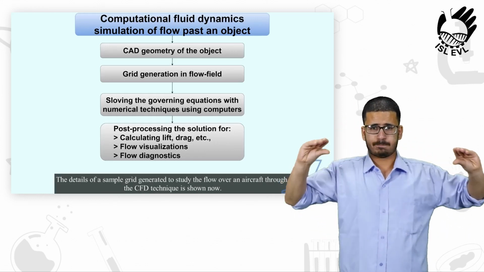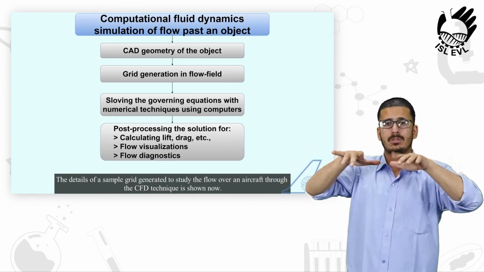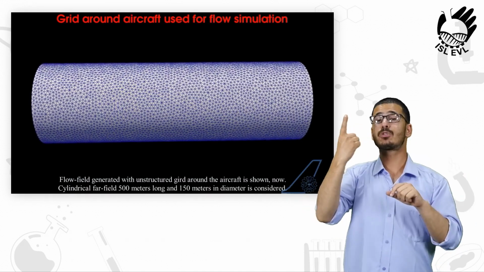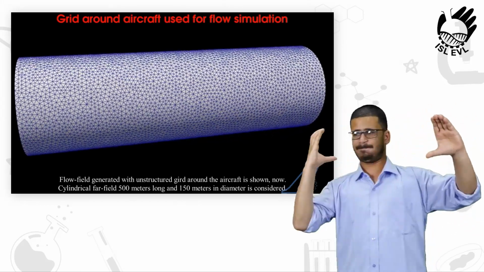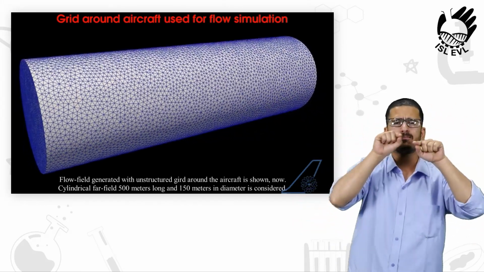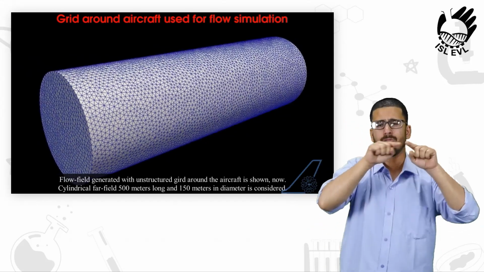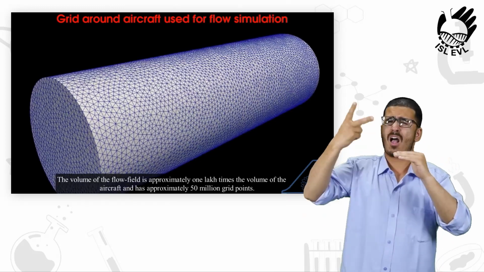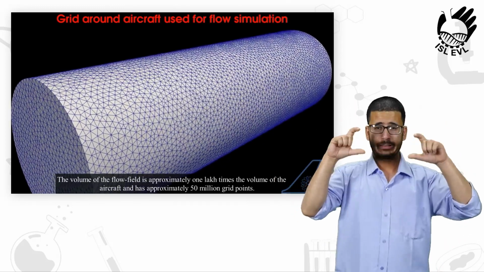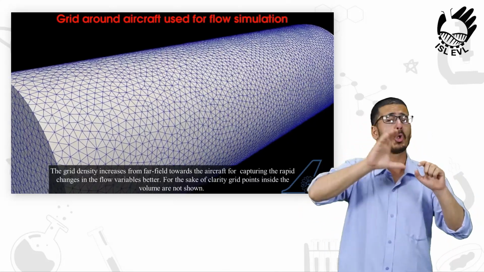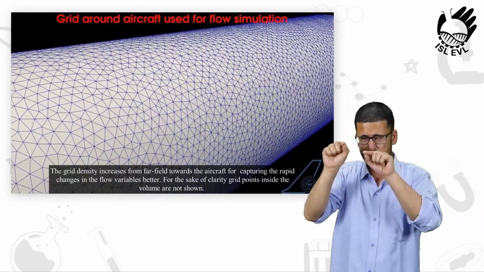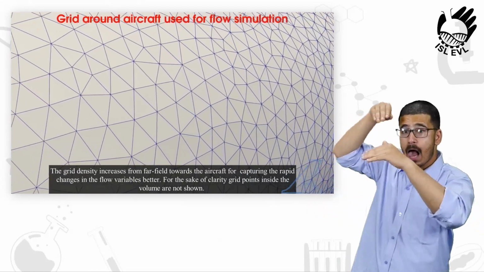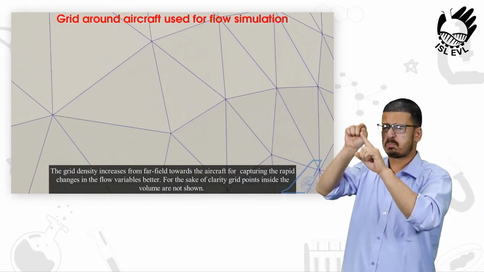The details of a sample grid generated to study the flow over an aircraft through the CFD technique is shown now. Flow field generated with unstructured grid around the aircraft is shown now. Cylindrical far field 500 meters long and 150 meters in diameter is considered. The volume of the flow field is approximately 1 lakh times the volume of the aircraft and has approximately 50 million grid points. The grid density increases from the far field towards the aircraft for capturing the rapid changes in the flow variables better. For the sake of clarity, grid points inside the volume are not shown.